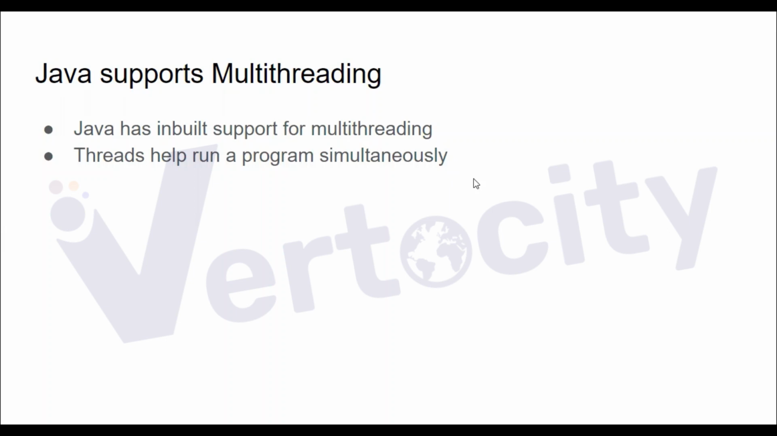Java also supports multithreading. Multithreading means doing the same task in different threads in a parallel way. They share the same memory through a process. So this feature is inbuilt into the programming language.